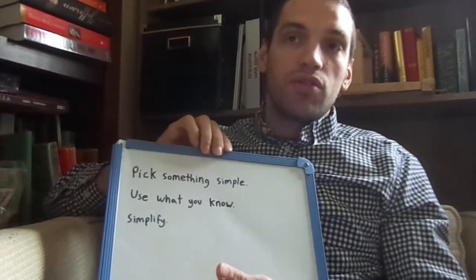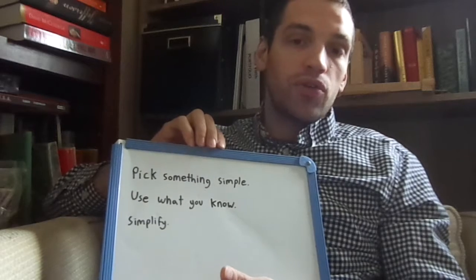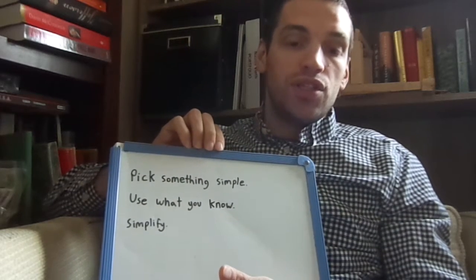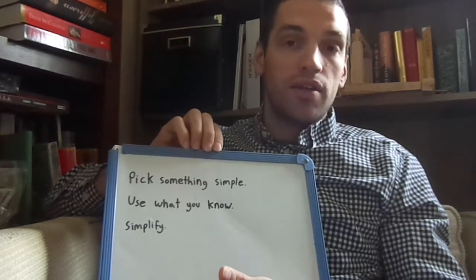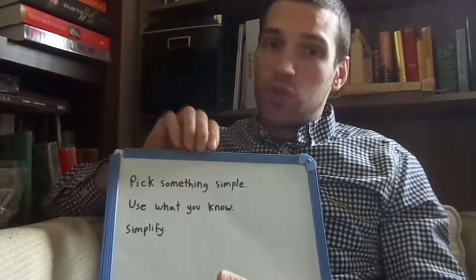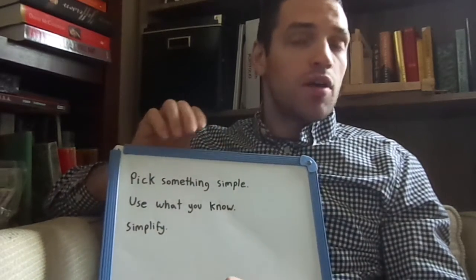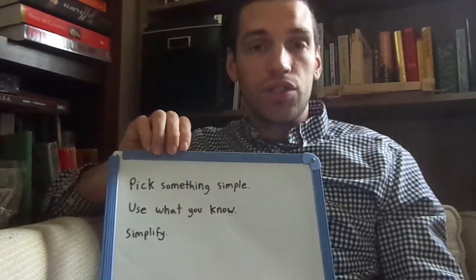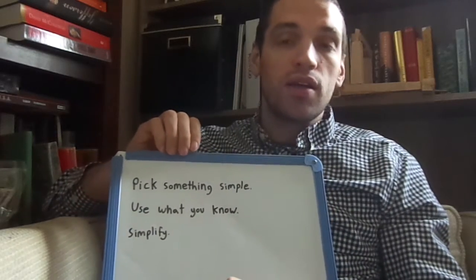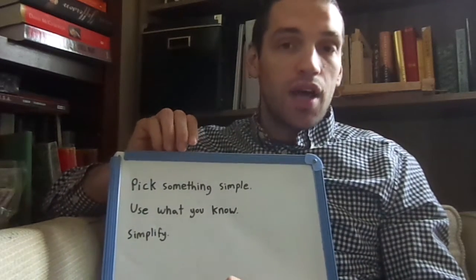So, instead of telling me about your famous Bavarian cherry cheesecake with 7 layers and homemade frosting, that's a lot of ingredients, a lot of steps there, right? Pick something simple. Tell me about how to make grilled cheese. Tell me about how to make spaghetti. Simple things with not many ingredients.